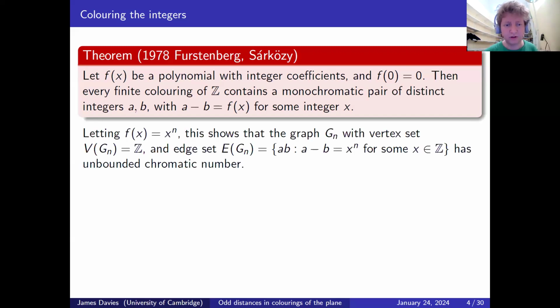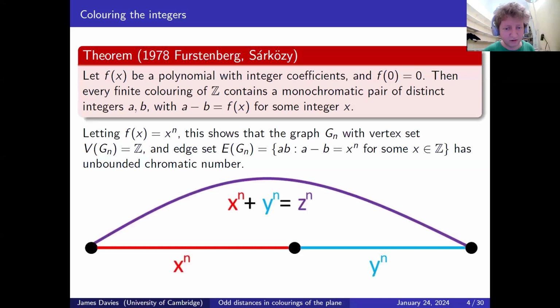One nice example of this is if you just take nth powers, so f of x equals x to the n. Then we can construct a graph from this. Our vertices will be the integers, and we have an edge for any pair of integers a, b so that their difference, a minus b, is equal to one of these perfect nth powers. This theorem says that this has unbounded chromatic number. And actually, this is a fun example of a triangle-free construction of graphs with large chromatic number, because if you take n at least 3, then by Fermat's last theorem, this graph contains no triangle. That's one way to get graphs that are triangle-free and have large chromatic number.